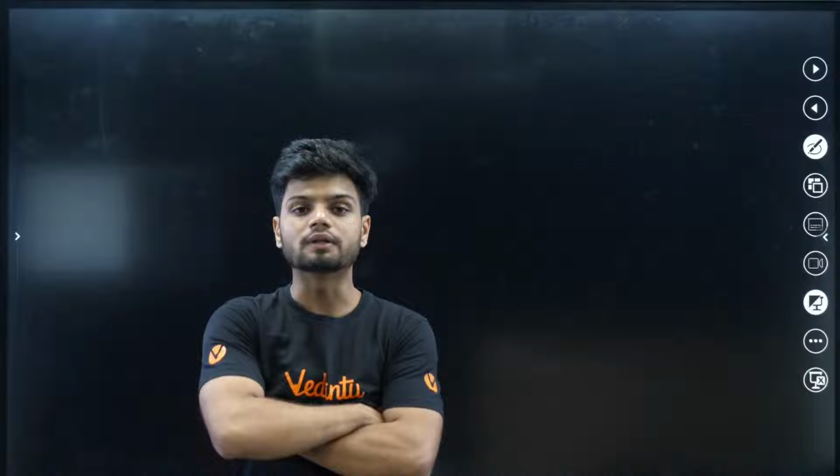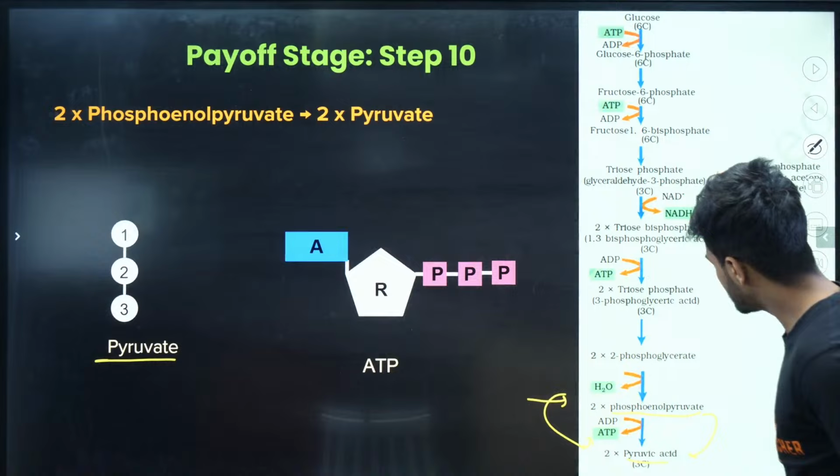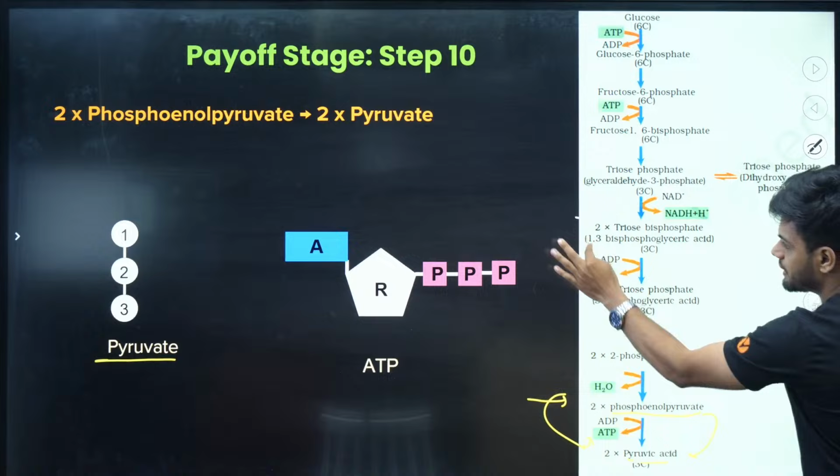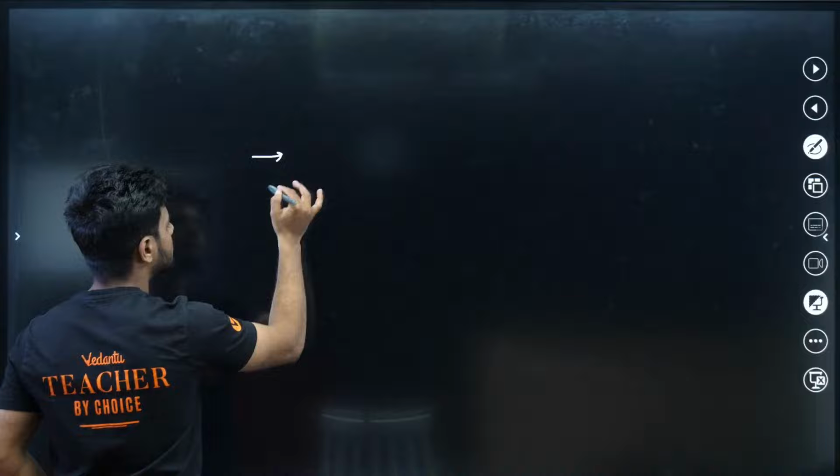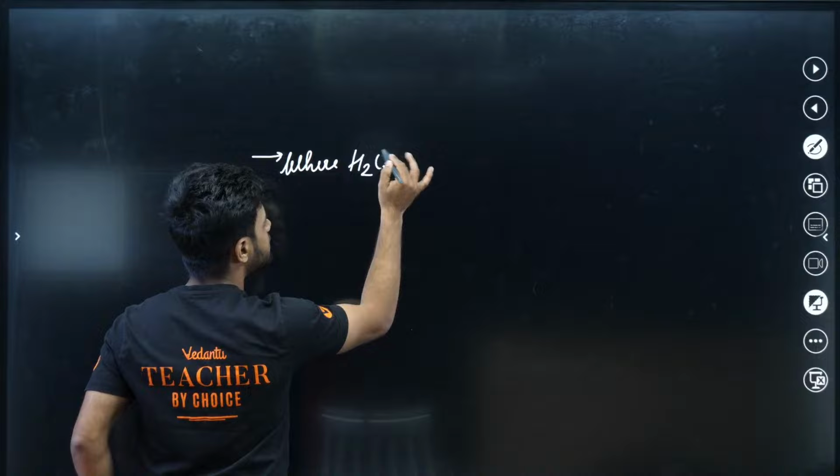Any doubt in glycolysis till now? First ask me. See, in the end also there are 2 pyruvate. Everywhere it is 2. From here onwards, everywhere 2 pyruvates are forming. Let me write down a few points here for you. Now, the first point which they can ask you, where H2O is, if you write here only.